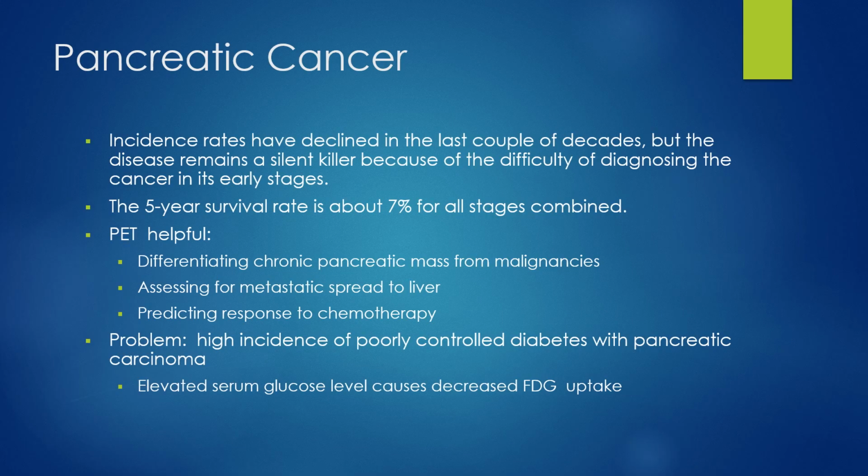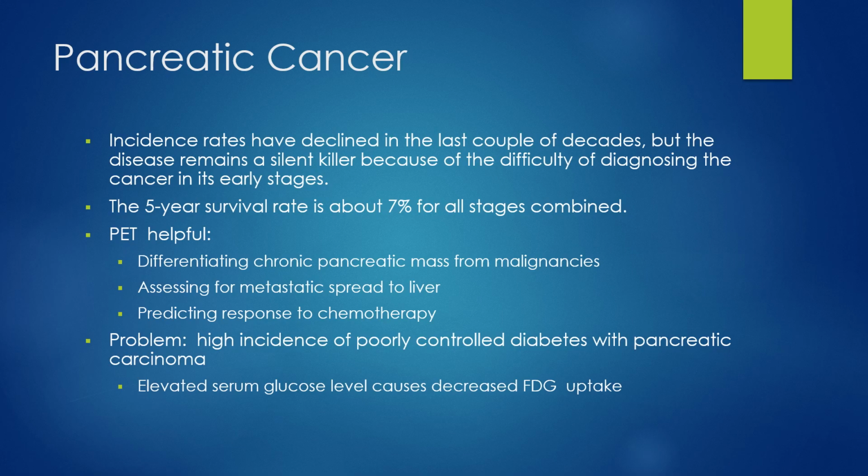Pancreatic cancer is one that has a really bad prognosis. The 5-year survival rate is only 7%. So 93% of the people that get diagnosed with pancreatic cancer will die within 5 years. The incidence rates have declined in the last couple of decades, and the disease remains a silent killer because of the difficulty in finding it and diagnosing it in the early stages.